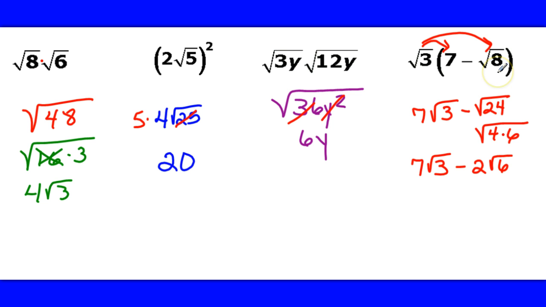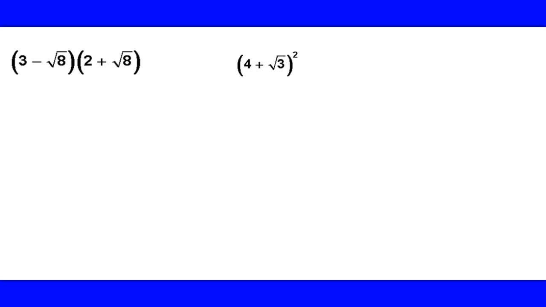Here you've got the distributive property. So I go radical 3 times 7. Now, the radical 3 is underneath the radical sign. The 7 is not. They cannot be multiplied together. So it's just written 7 radical 3. Here, the radical 3 and radical 8, they're both underneath there. So that's radical 24. Simplify it, reduce it, and these are not like radicals, so I cannot put them together.